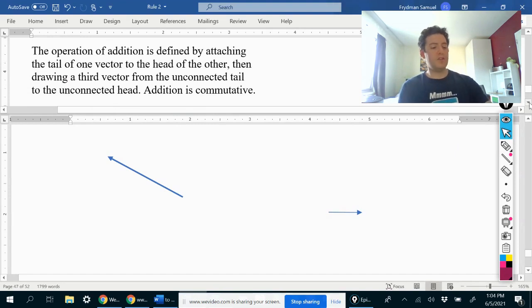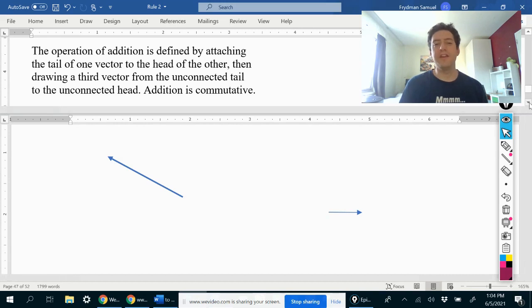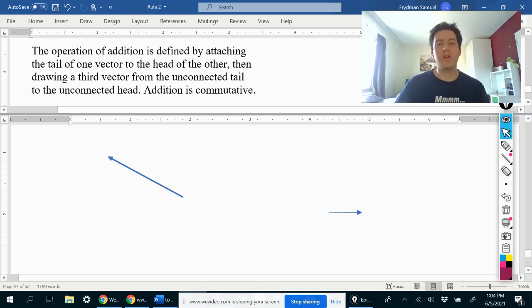Okay, now let's talk about operations. Every time you learn about a new type of thing in math, like negative numbers or complex numbers or logarithms or now vectors, anytime you learn about something different, then you want to know, okay, what happens when you add them? What happens when you subtract them? All that good stuff. So we're going to talk about addition now. How do we add vectors?